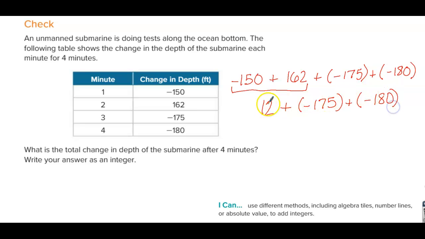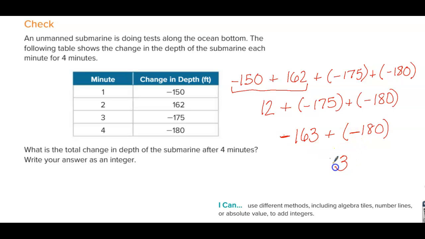All right, our next step would be to combine the 12 with the negative 175. They have different signs, so we're going to subtract 12 from 175, which is going to give us negative 163. Then 163 plus negative 180. Did I do that right? Take away 3, take away 1. Yes, okay. And now the final problem, these are both negative, so we're just going to add these together.